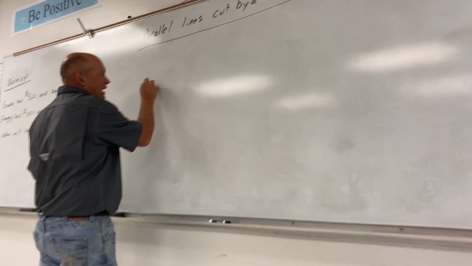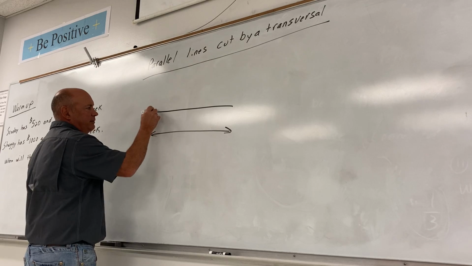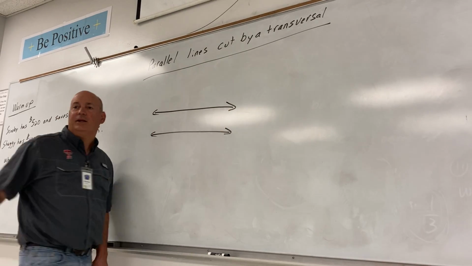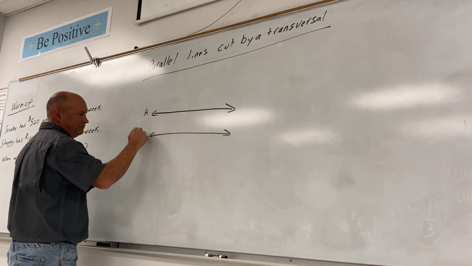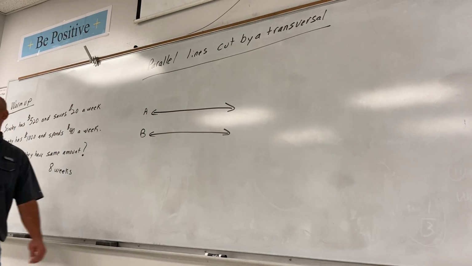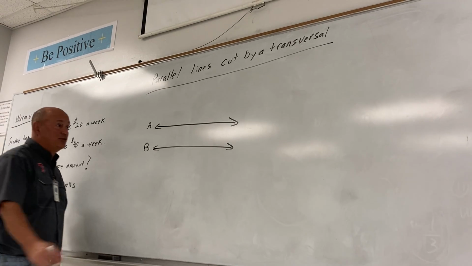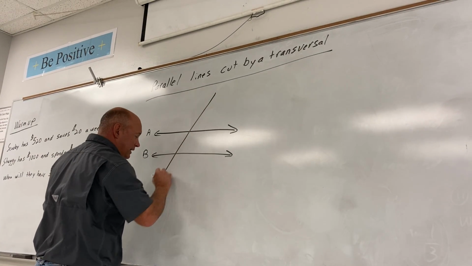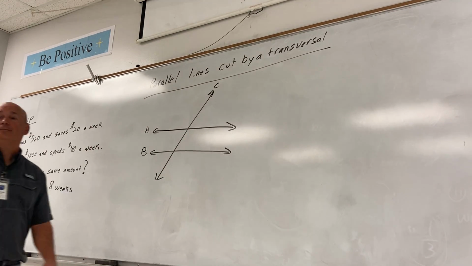But I like Clover's example. We've got two lines that never touch. So here's my parallel lines. Are you with me? We'll call that line A and line B. We're going to cut them with a third line called the transversal, like this. We'll call the transversal line C.